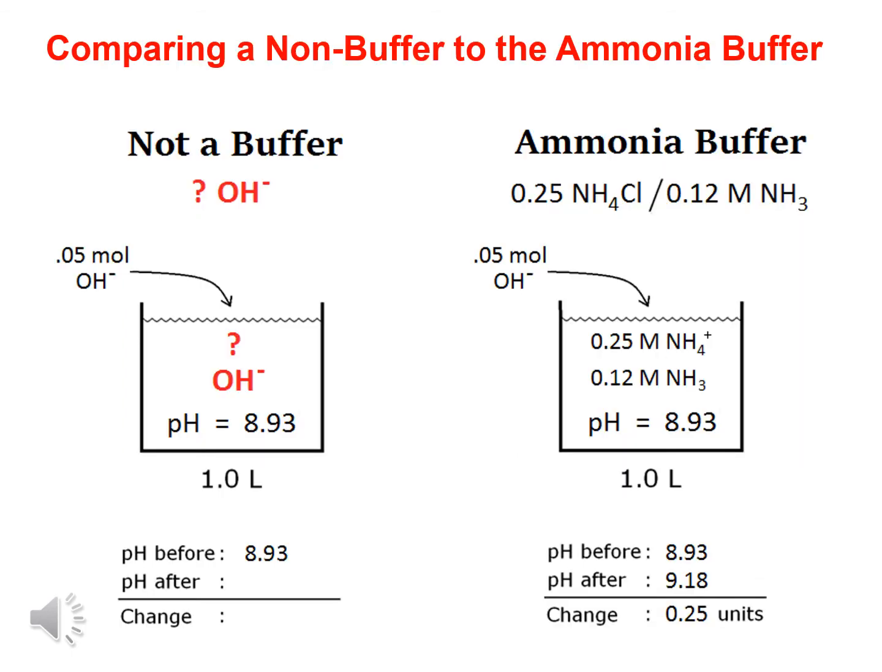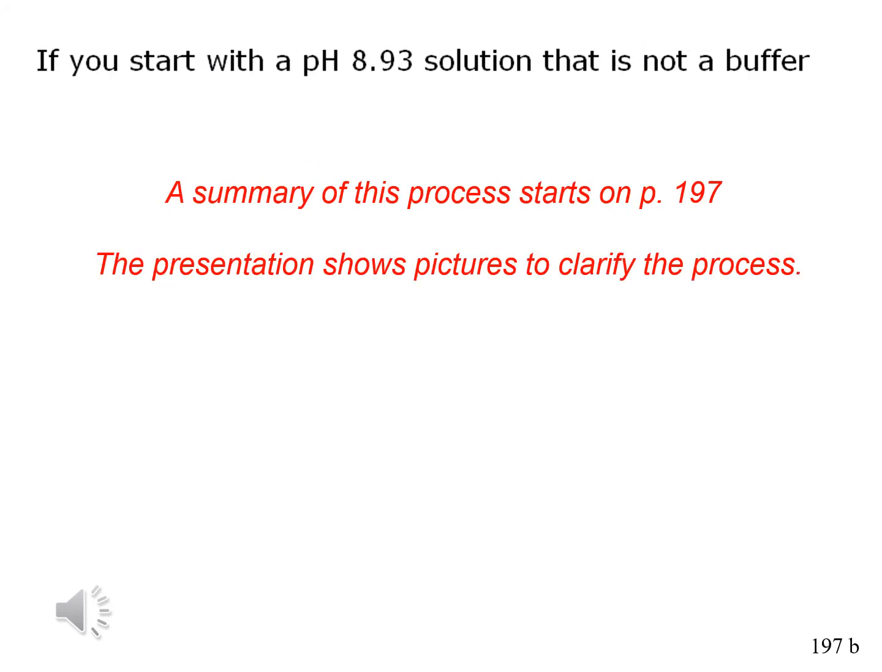In the first problem we did, we had a non-buffer and a buffer, and we added the same amount of acid to each one. I want to do the same thing with this problem to compare how much the OH would change the pH of a non-buffer, but I didn't tell you how to make the non-buffer, so I want to think through the process. How would you get a pH 8.93 solution to start with? The steps to this are on page 197, but I'm going to draw pictures so we can see it easier.